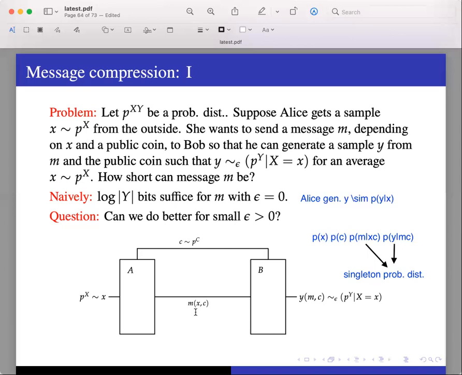And depending on the public coin, the message can be short or long. And the result says that the average length of a message is basically the mutual information plus some much smaller terms. So that is the paper on communication complexity of correlation. But here, I am allowing an epsilon. So in that sense, this is a less stringent requirement.